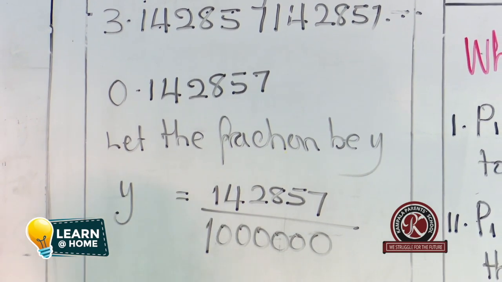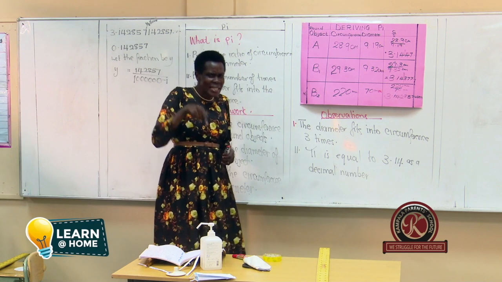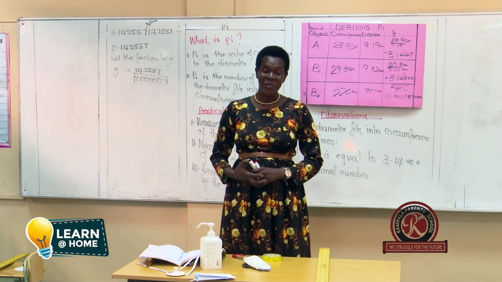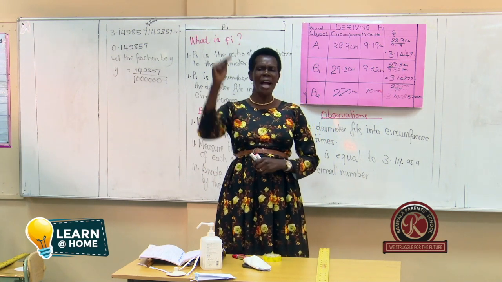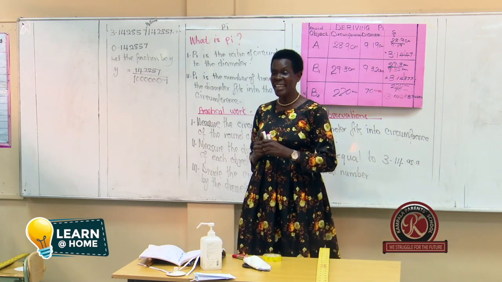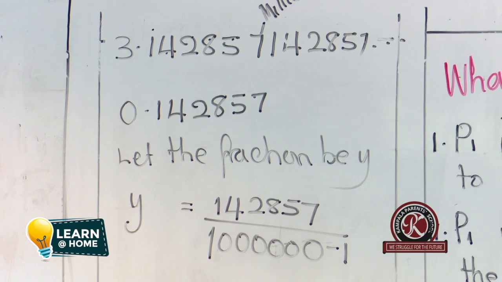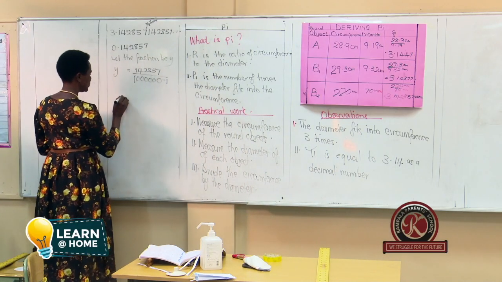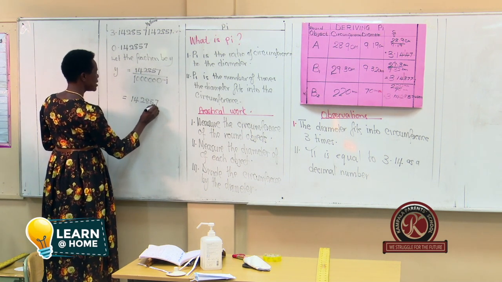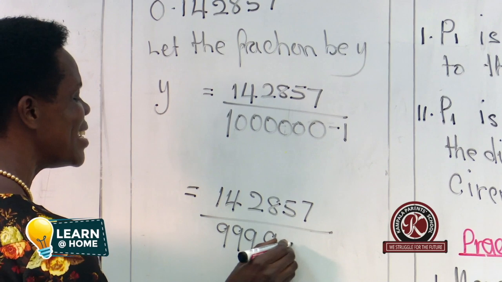Whenever we tell you to change 0.333333 to a common fraction, there is a simple method whereby you put 3 out of 10 minus 1. So I'm also doing the same thing here. I have put these numbers out of 1 million minus 1. So what do we get here? We are not in a hurry. We want to get things. 142,857 out of 999,999.